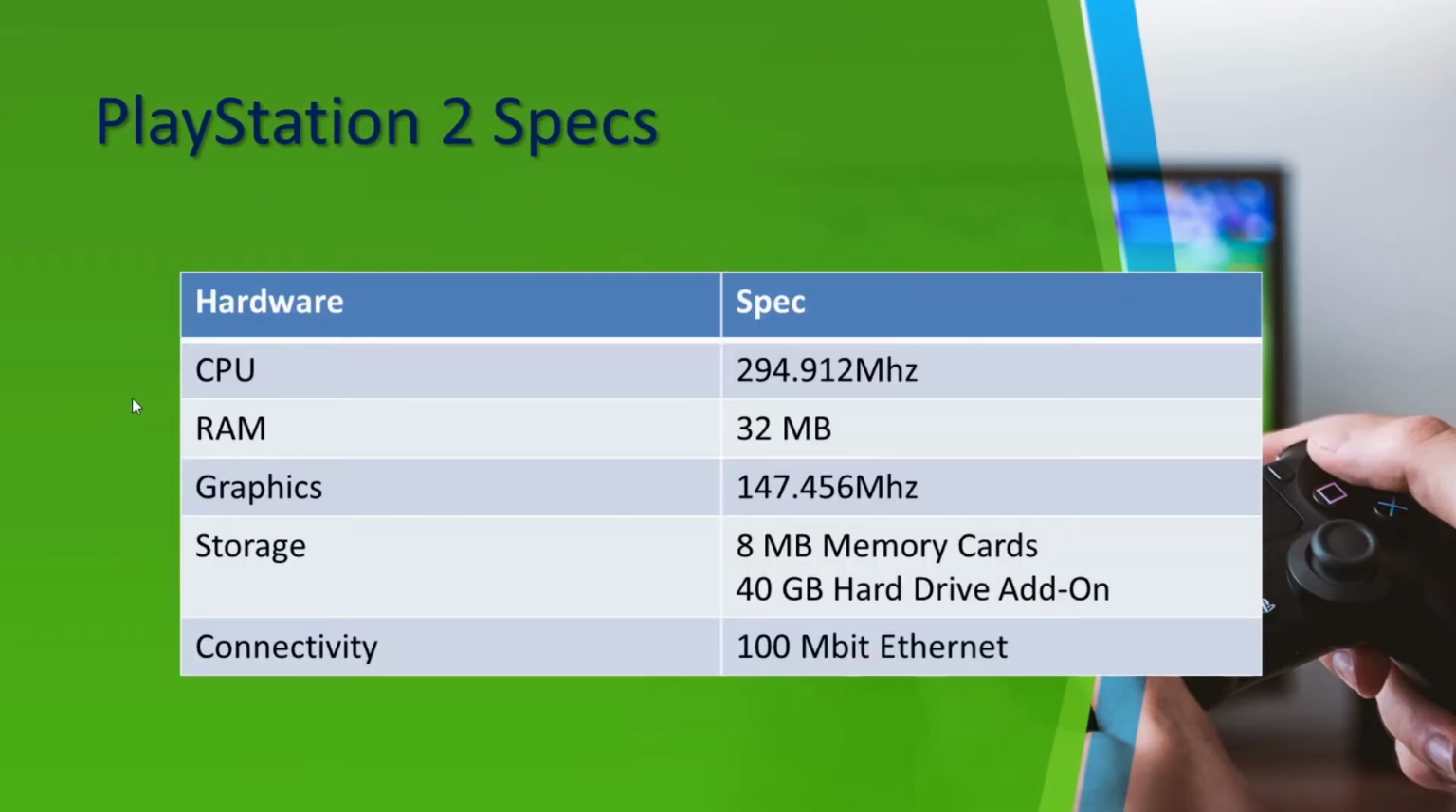So this is the overview of the specs. For the CPU, we have 294 megahertz, RAM is 32 MB, graphics is 147 megahertz, and for the storage, you'll have 8 MB cards and 4 GB hard drive add-ons. Okay, and for connectivity, it has a 100 megabit Ethernet. So it was capable of connecting to the internet.